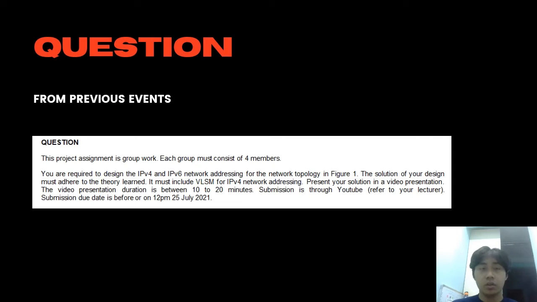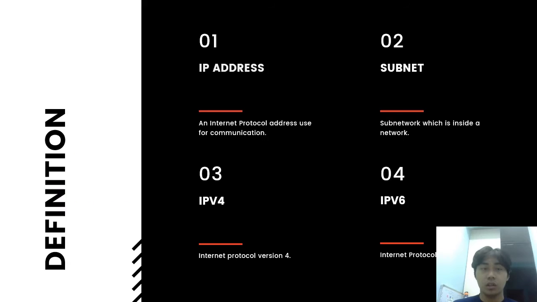Okay, let's proceed to the question. You are required to design the IPv4 and IPv6 network addressing for the network topology in figure 1. The solution of your design must adhere to the theory learned. It must include VLSM for IPv4 network addressing. So that is our question, and let's proceed to the definition of IP address, subnet, IPv4 and IPv6.